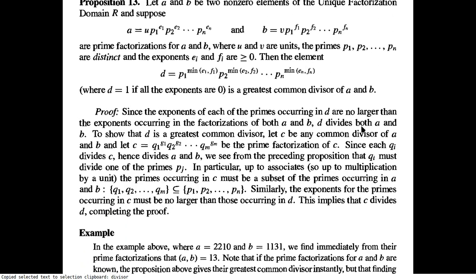So Qi must divide one of the primes Pj, right? That makes sense. In particular, up to associates, also up to multiplication by a unit, the primes occurring in this common divisor must be a subset of the primes occurring in A and B. That also makes sense.